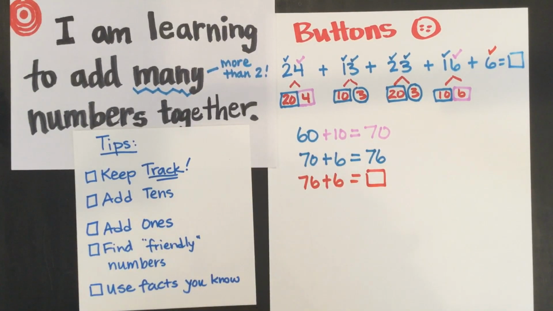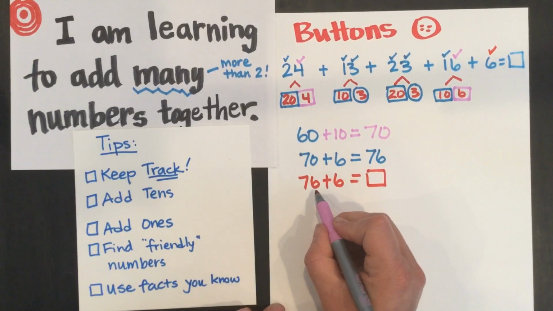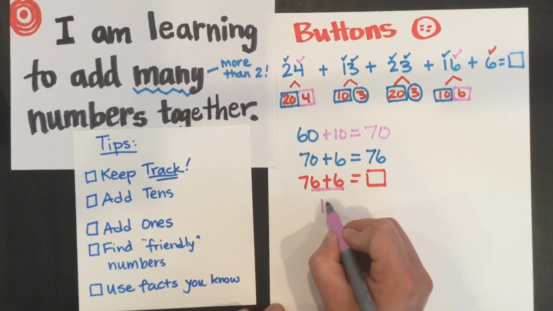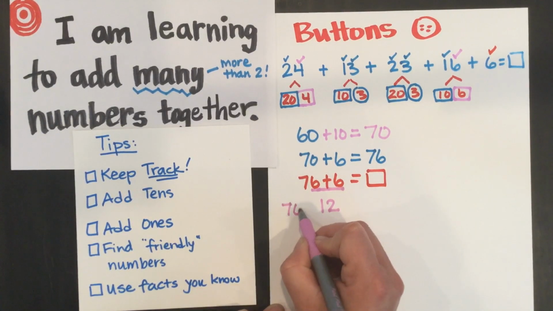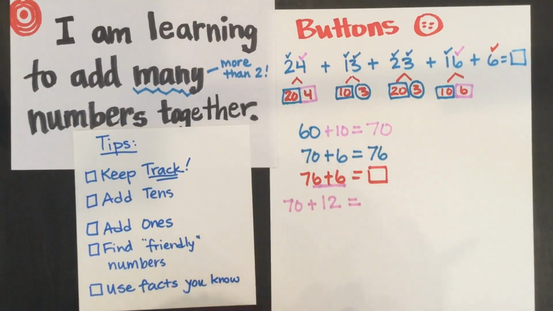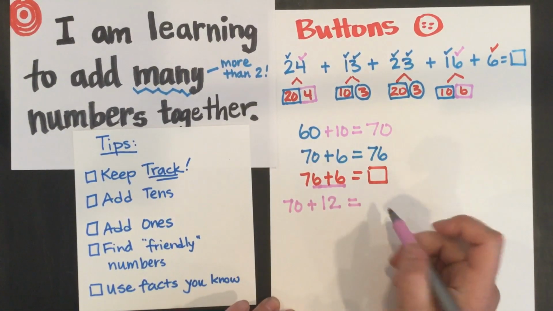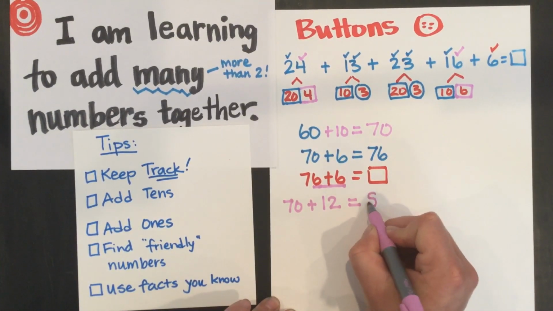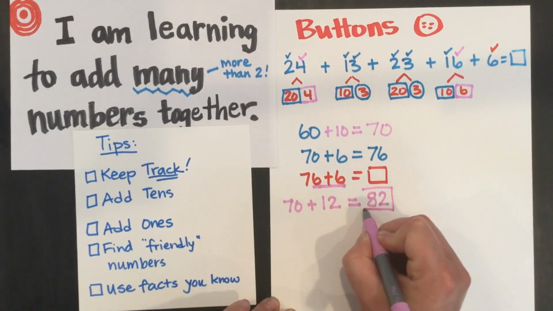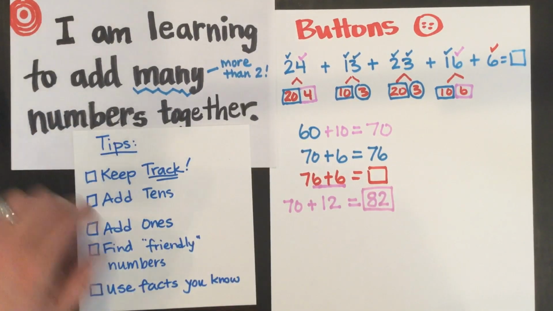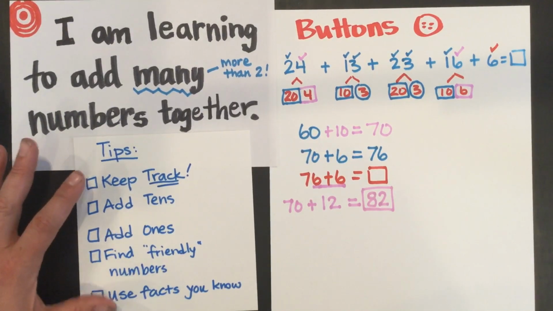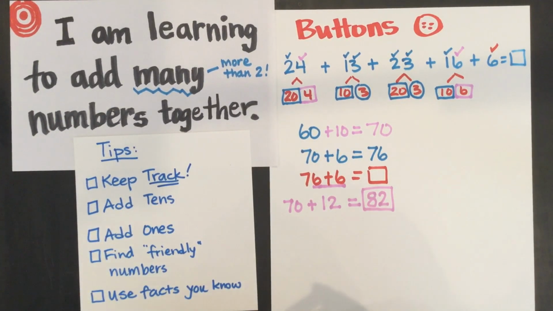So, I bet some of you are already noticing, ooh, in 76 there's a 6, and then I see a 6 plus 6, which would be 12, and I could take this 7, which is not really a 7, it's a 70, change the equation to be 76, or 70 plus 12, and then I can see that my total would be 82 buttons in all. So again, friends, as you're doing this hard work of adding many numbers together, don't forget to use those helpful tips in order to keep track of your thinking.